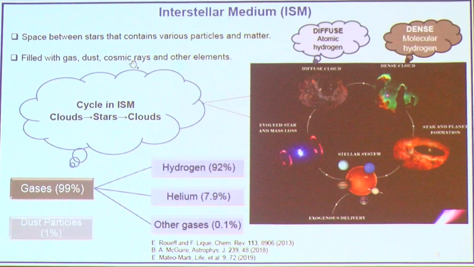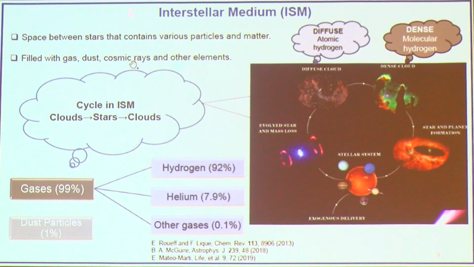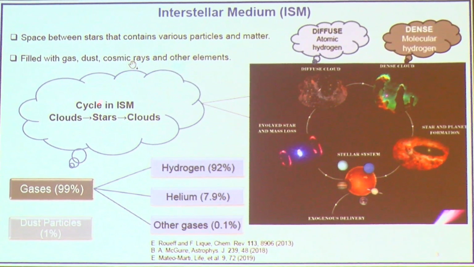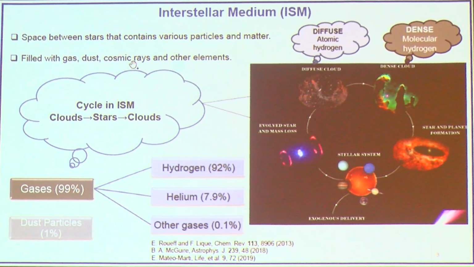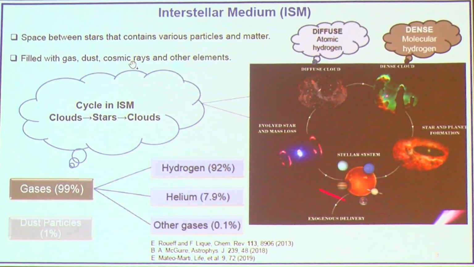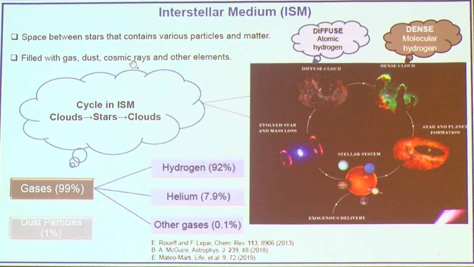in our results. So about the interstellar medium, it's the space between stars that contains various particles and matter. It is filled with gases, dust, and cosmic rays and other elements. It goes on a cycle in ISM. First clouds will be there, and then stars will be forming, and again it goes to the clouds. Clouds could be diffuse clouds or dense clouds, where you find hydrogen atoms or hydrogen molecules respectively. From clouds, it leads to the formation of stars and planets. Again, it loses material to form clouds again.